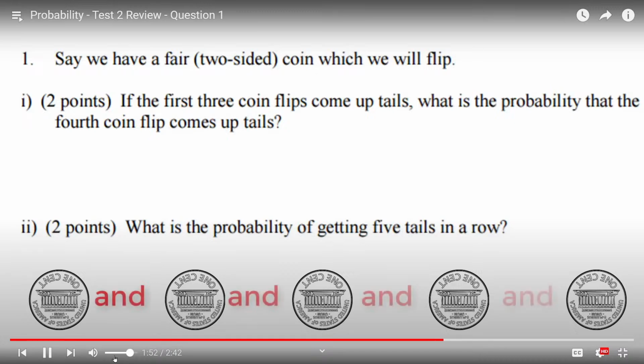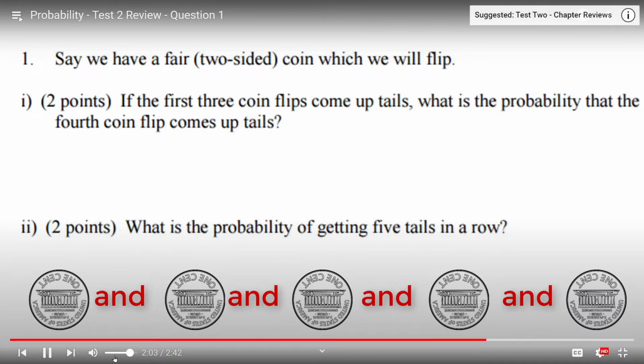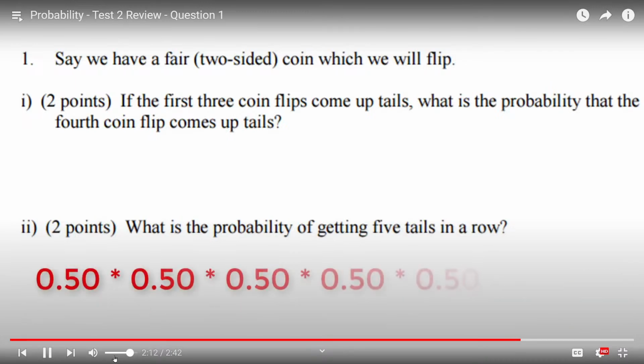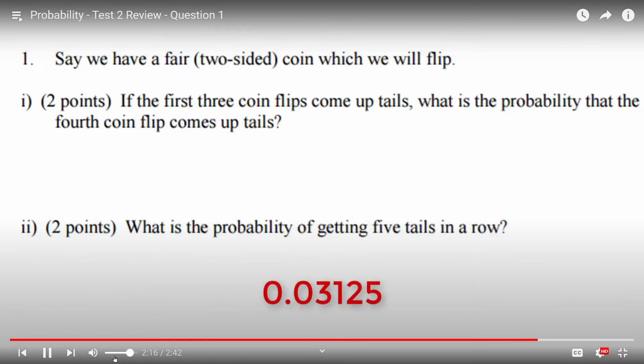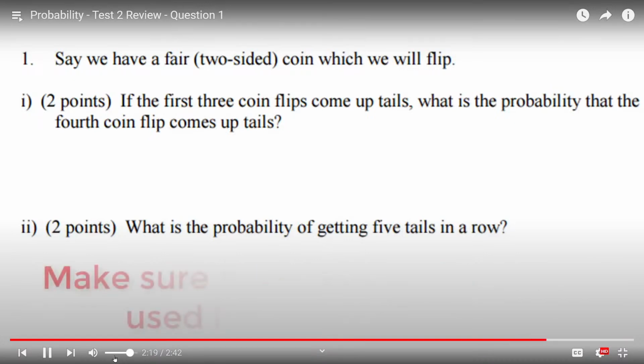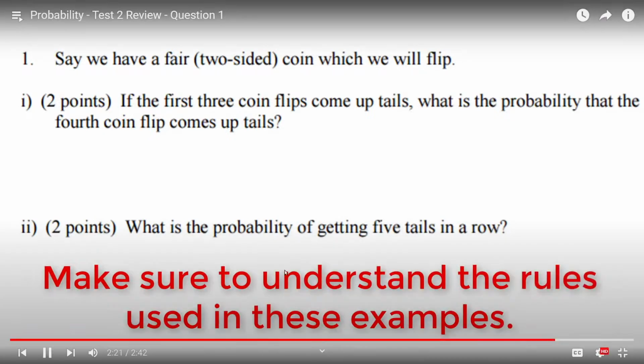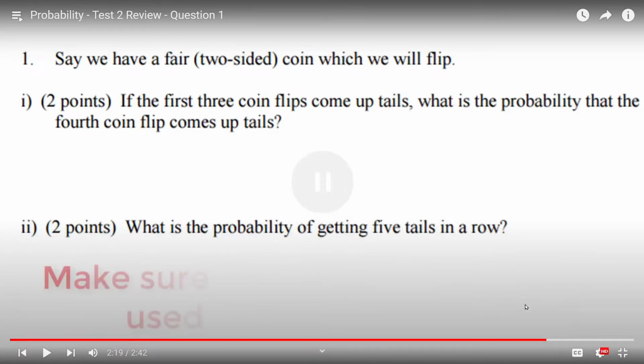So the probability of getting tails, and then tails, and then tails, and then tails, and then tails would be 0.5 to the 5th power. And this is actually the multiplication rule, because each flip of the coin is an independent trial. So when we multiply together 0.5 by 0.5 and do it 5 times, we are actually doing 0.5 to the 5th power, and we have the probability of getting 5 tails in a row. These questions go over some important rules.